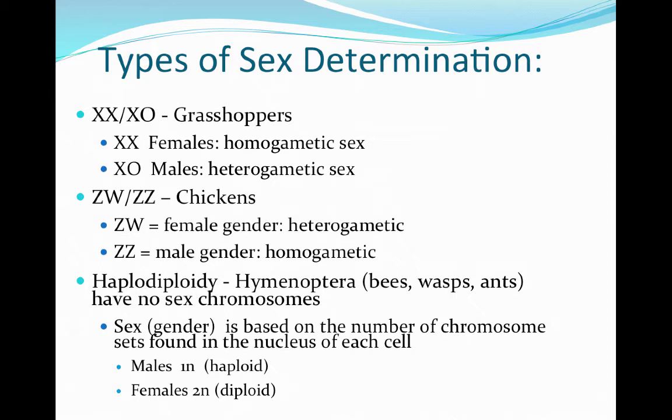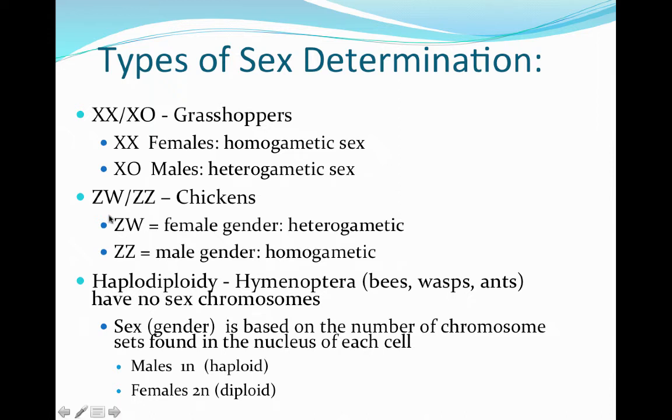So in other species, we see different types of sex determination. In grasshoppers, we see XX or XO, where XX is going to be a female, very similar to humans. However, an XO is going to be a male. And XO is really referring to the lack of a chromosome. So you have one X chromosome and that is it. If they only have one X chromosome in grasshoppers, that individual will be male.